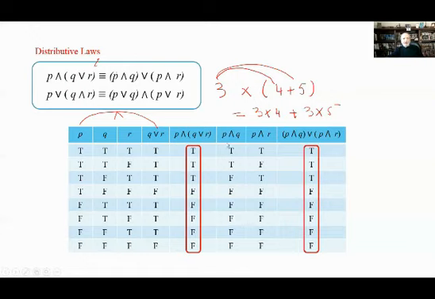You find P and Q, you find P and R, and then you take all of these two columns, and you get exactly the same answer as here. These are the same. So we proved this equivalence right there.